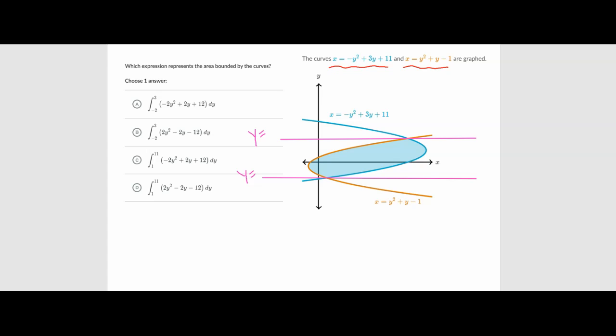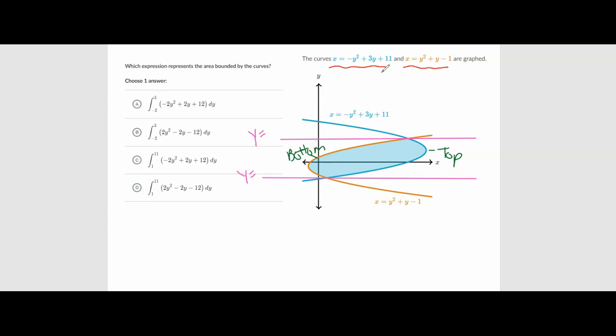And then notice that we do have a top versus a bottom function here. This would be our top function, right? The blue. Again, because that has the higher x values over the interval. And this orange would be our bottom.